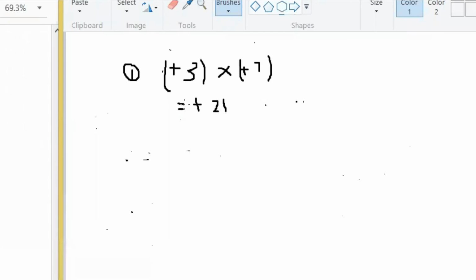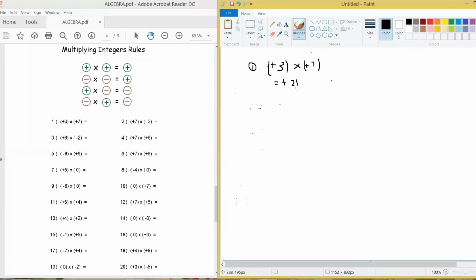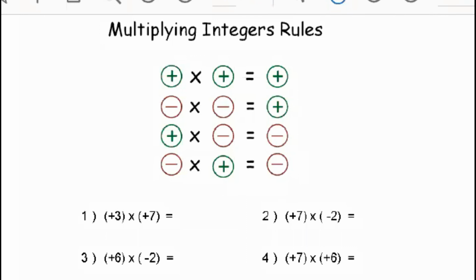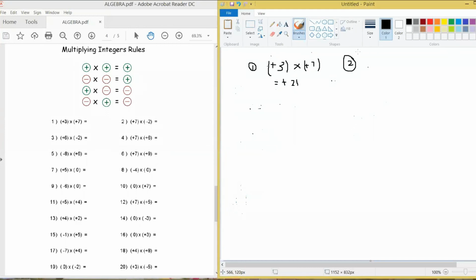positive 21. If you don't have the positive in front of the 21 and you just have 21 by itself, that's totally fine. I don't have any problem with that, because it has the same value. Looking at number 2 now, number 2 says negative, sorry, my bad. Number 2 says positive 7 multiplied by negative 2. So we have positive 7 multiplied by negative 2.